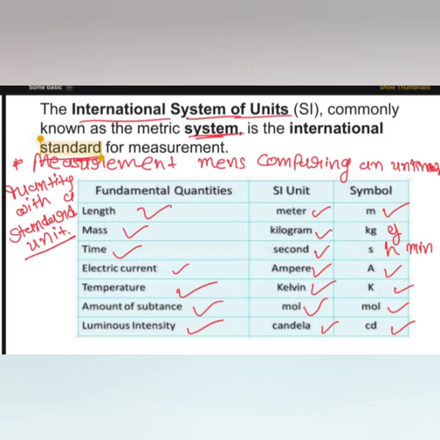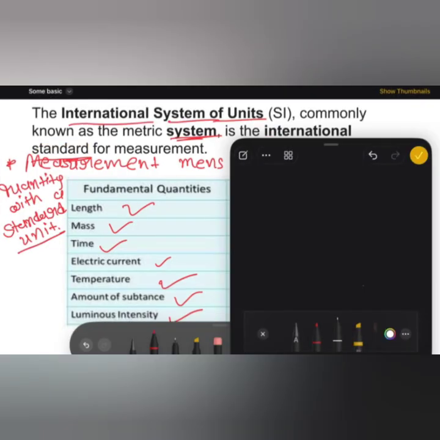Derived units. Derived units are obtained from fundamental units. For example, area. Area we call as m square. Next is volume.